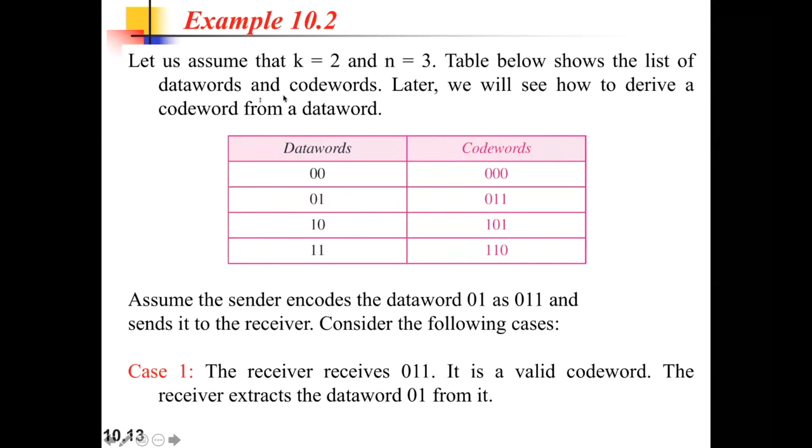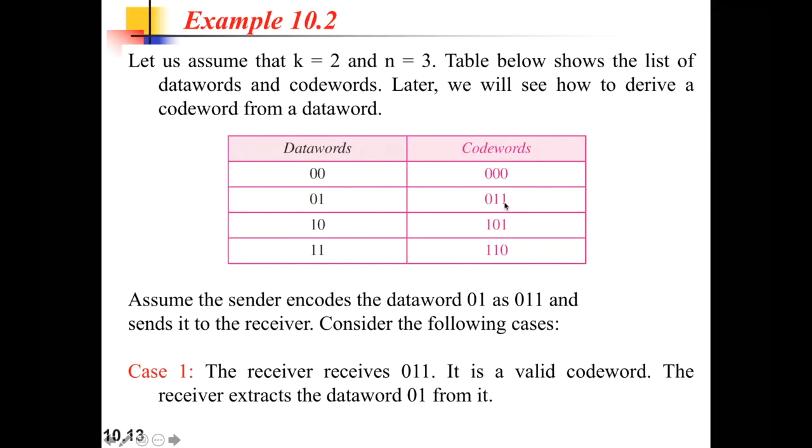The table below shows the list of the data words and the code words. Later we will see how to derive the code words from the data word. Assume that the sender encodes the data word 01. For example, I am the sender and you are the receiver. I want to send you 01. First I generate the redundant bit, and the redundant bit is 1.